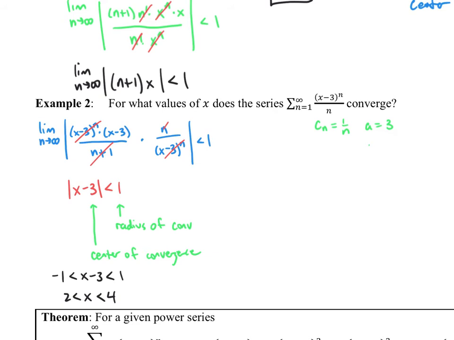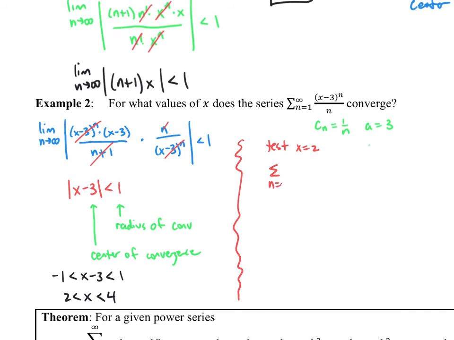So we need to test the endpoints. We showed a little bit of this in the last couple sections, but now when we're talking about full power series, we're going to have to perform the entire interval test. So we're going to test x is equal to 2. And what I'm going to do is take x is 2 and substitute it in for our equation up here for our power series.